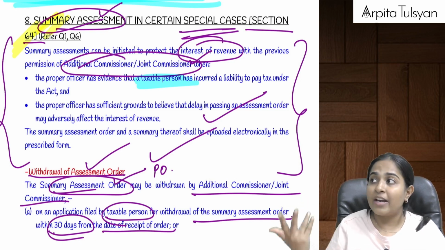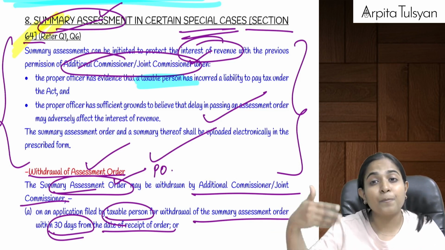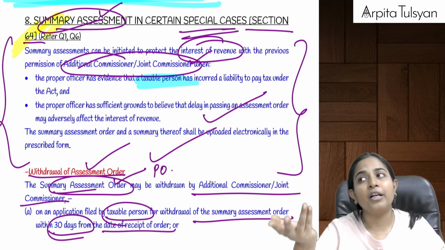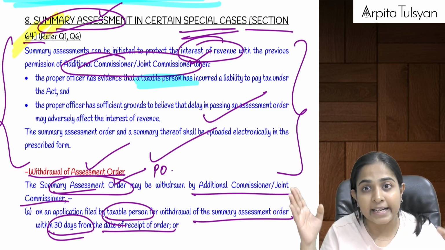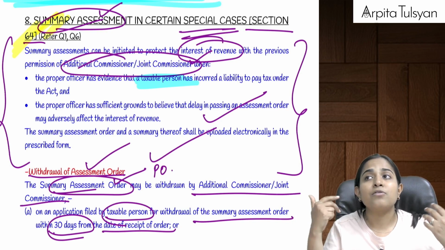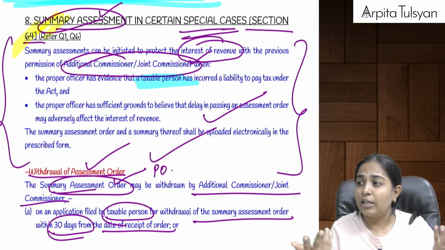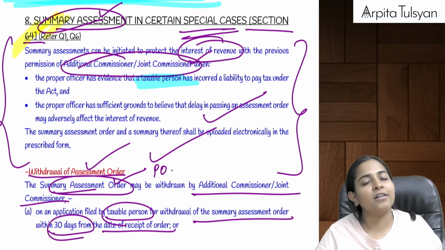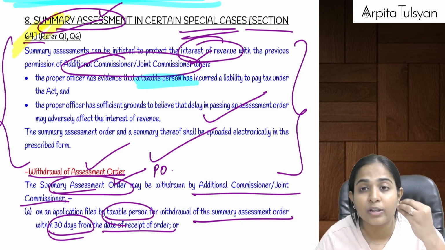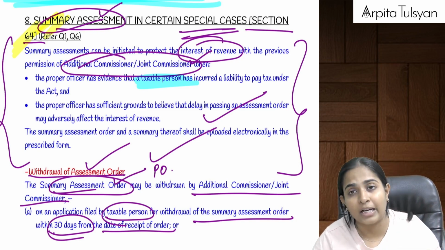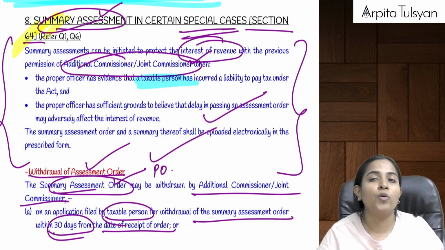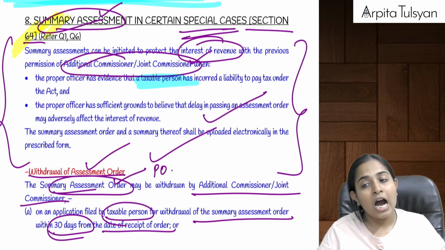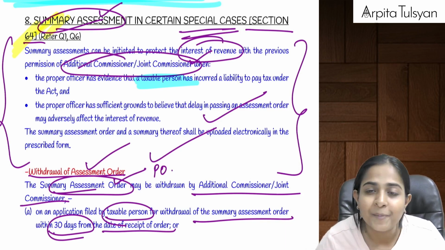Maybe because we have got some information that this person is going to run away from the country, or maybe this particular person is going to declare his insolvency, or this person is going to express his inability to pay the tax dues. So the proper officer is going and telling the additional commissioner or the joint commissioner that, sir, we should not do a delay in passing the assessment order in case of this particular person, otherwise it will not be good for the revenue.